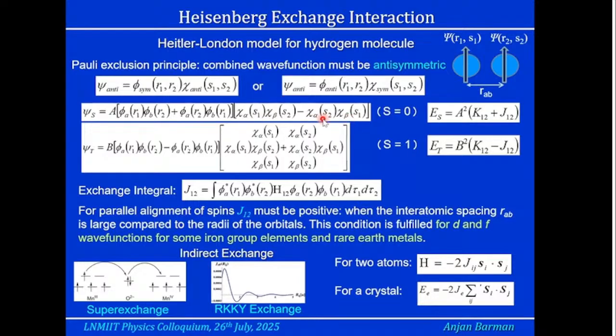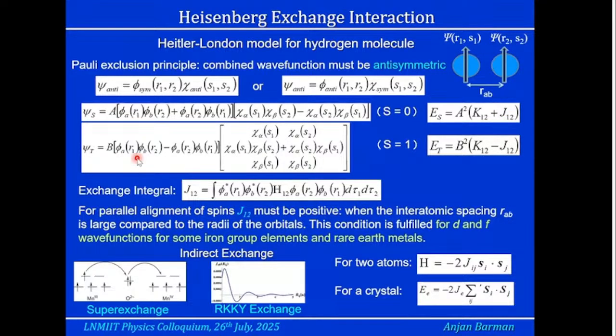As a result, the spins are anti-parallel, and the net spin will be 0. This is called the singlet state. So there is only one state here. The energy ES is given by A squared times K12 plus J12. K12 is the Coulomb exchange, and J12 is the Heisenberg exchange.